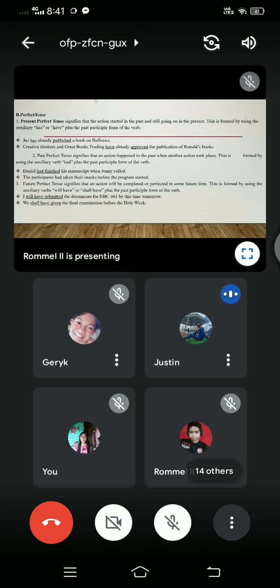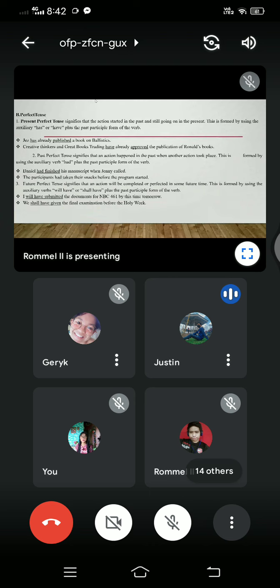In this example, the helping verb or auxiliary verb is had, and the word next to it, finished, is the past participle of the verb. Example number 2: The participants had taken their snacks before the program started.